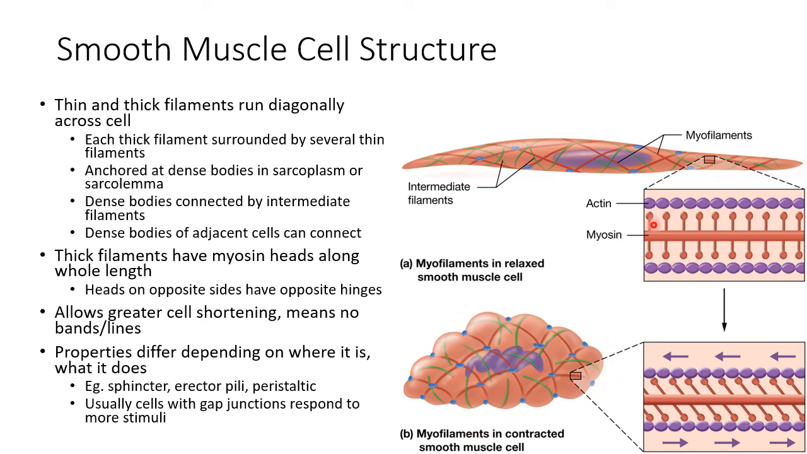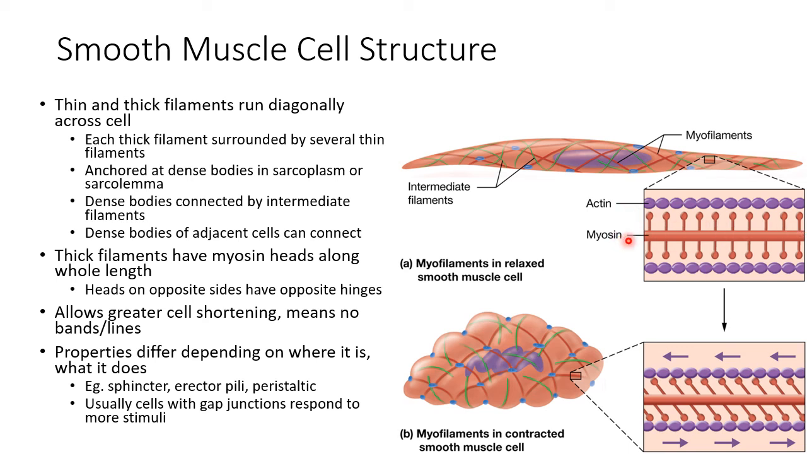If you look at the thick filaments and the thin filaments, their arrangement is different from how it is in the skeletal muscle cells. So your myosin heads are distributed all along the whole length of the thick filament, not just on the ends. And they're on all sides.